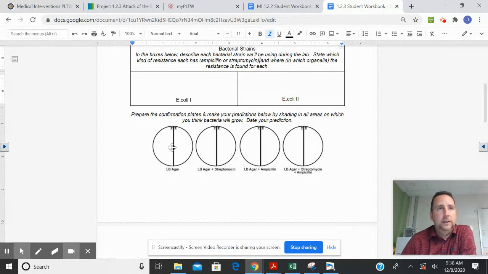It's essentially like hay for horses, right? It's the stuff that they eat. It's what they love. It's what bacteria want to grow on. And so in this case, the agar is just plain agar, right? There's no antibiotic in it.